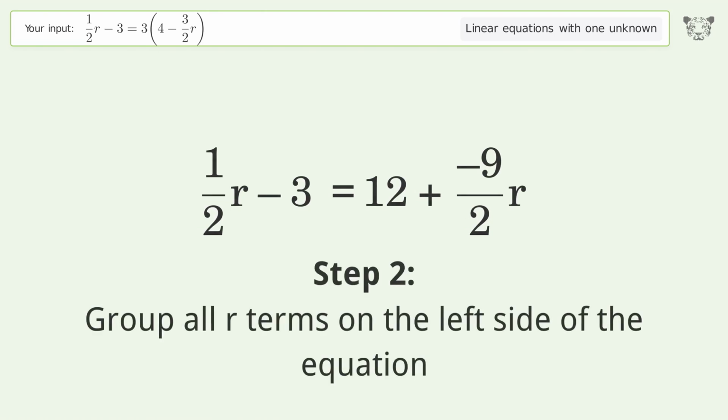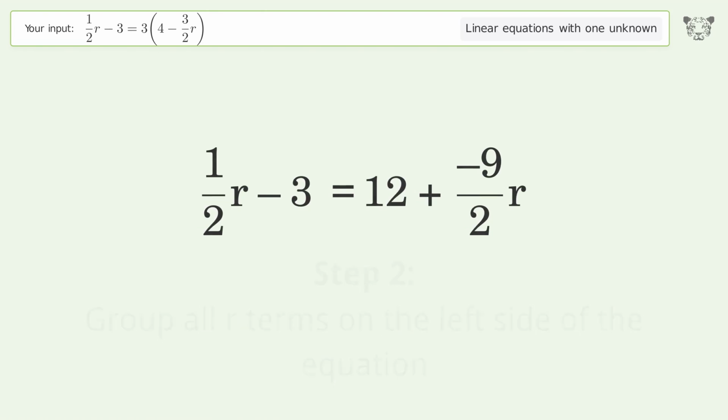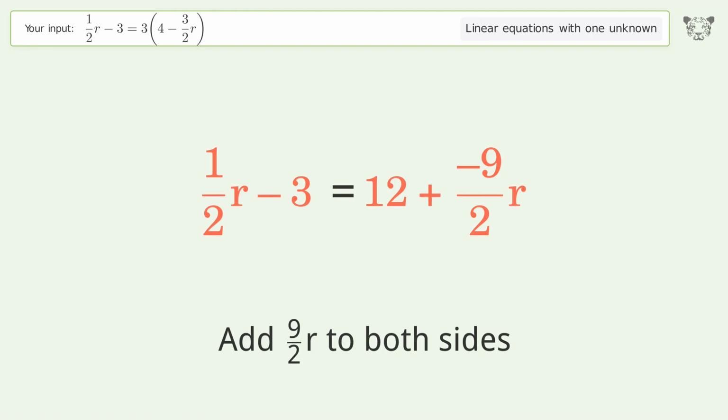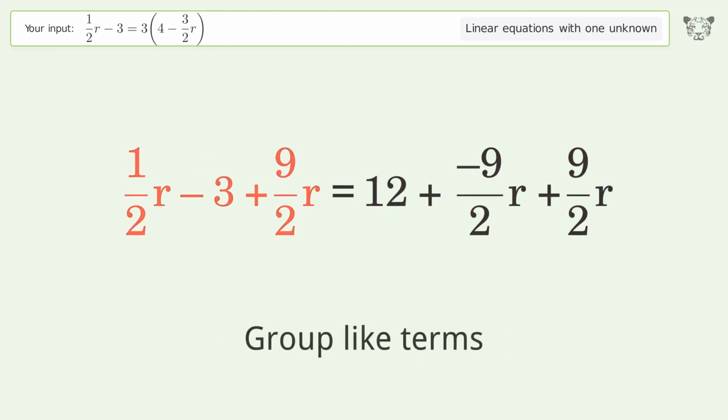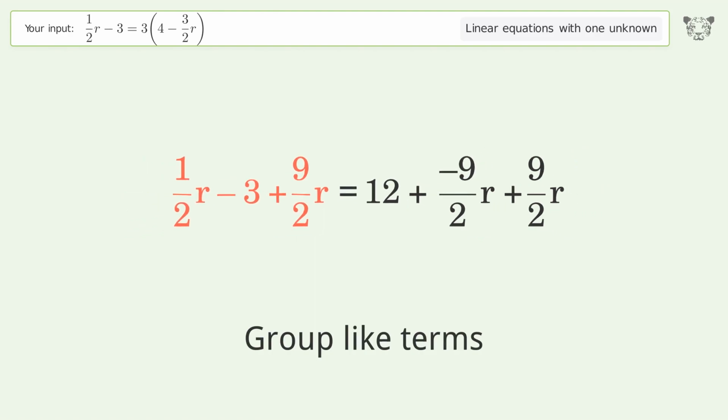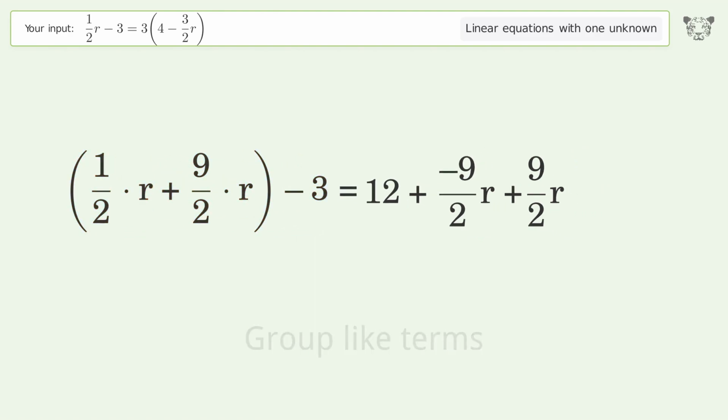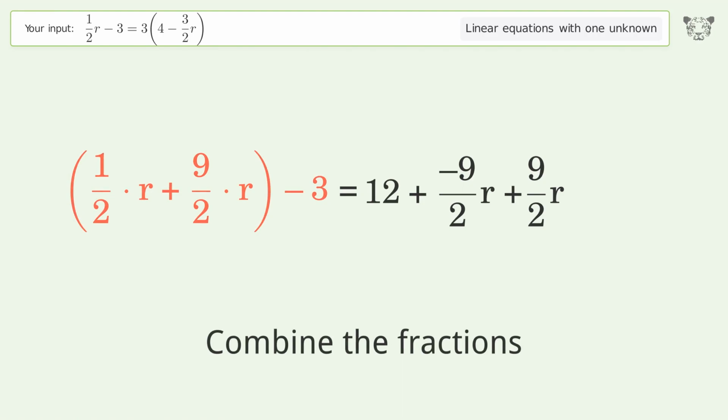Group all r terms on the left side of the equation. Add 9 over 2r to both sides. Group like terms. Combine the fractions.